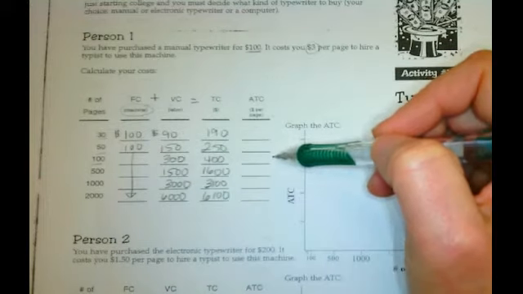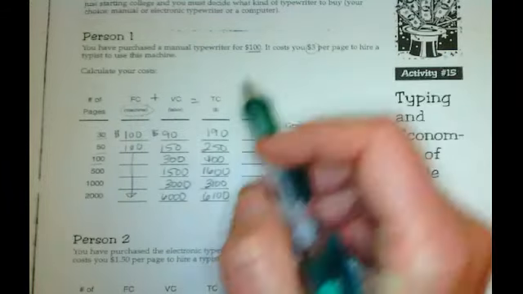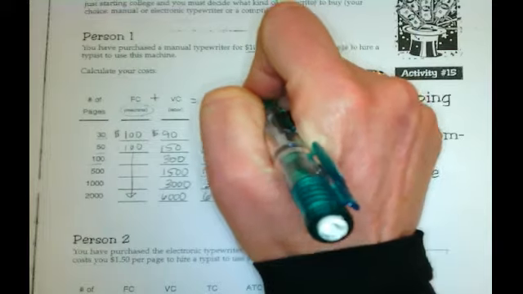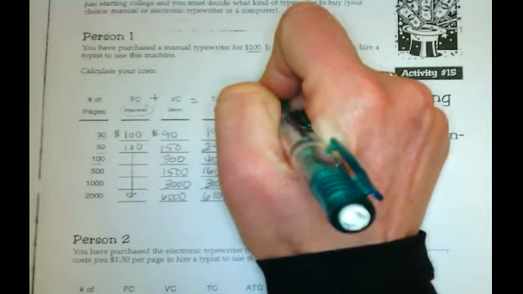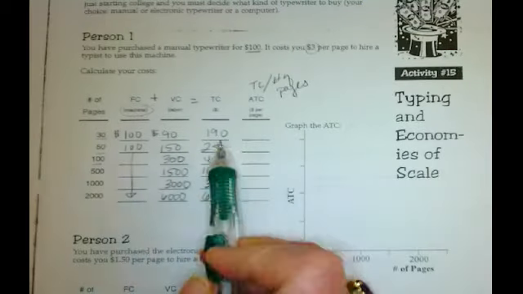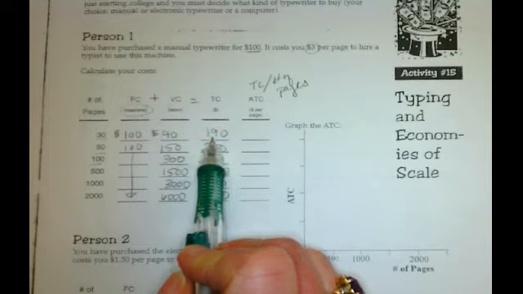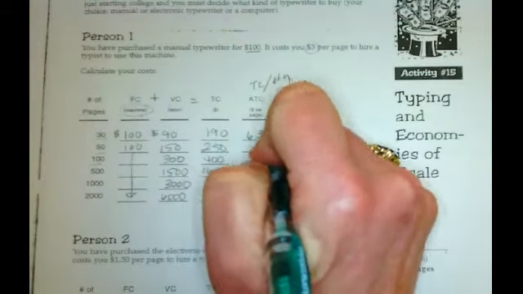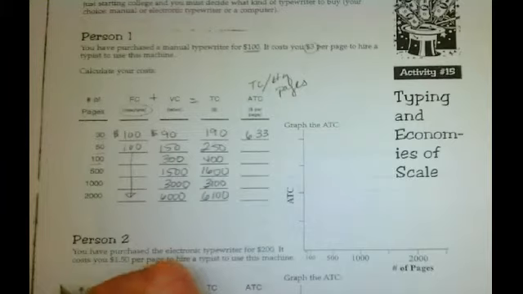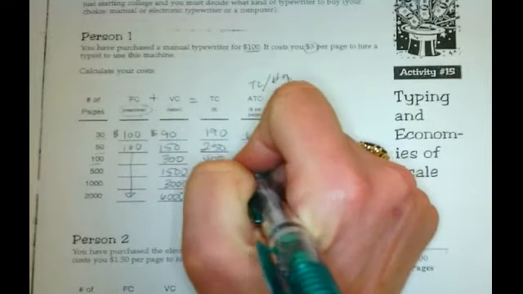But I want to know how much it is per page, so we're going to calculate the average cost. You take your total cost and divide it by the number of pages. We're going to take this column and divide it by 30. If it's 190 to type 30, 190 divided by 30 costs $6.33 to type one page. If you take 250 divided by 50, it's $5 per page.